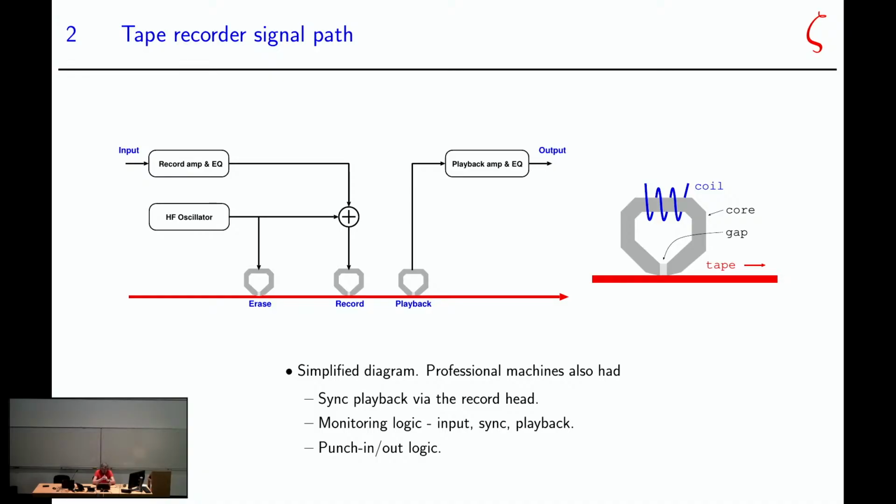So overall, you have an input signal, goes to some amplifiers, an EQ, that goes to the record head, and some high frequency signal is added. We'll see later why. And on the playback end, you have the playback amplifier and EQ.